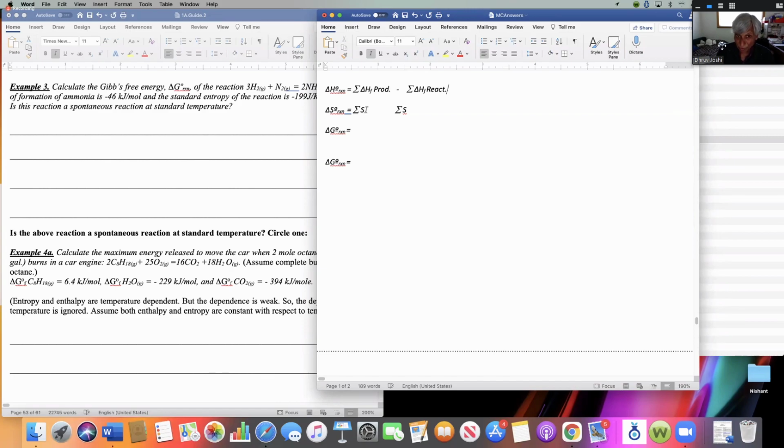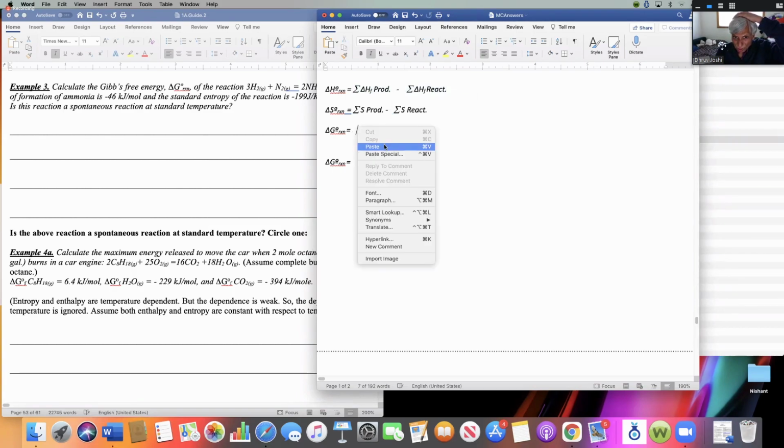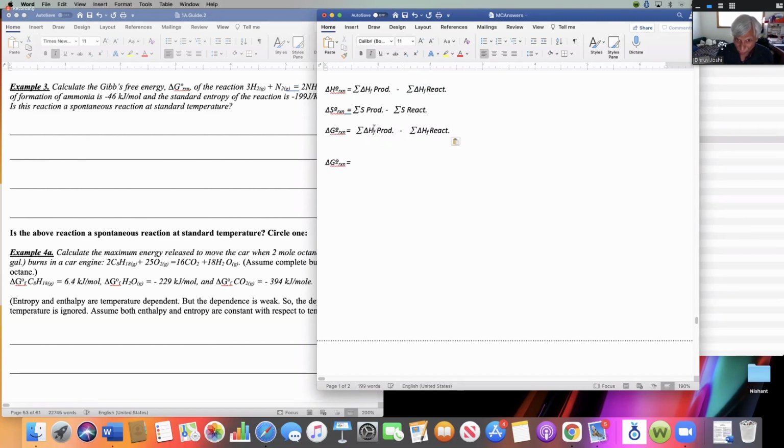Sum of the absolute entropy of products minus sum of the absolute entropy of reactants, not delta, absolute, and also no formation, just absolute reactants. And the third one here is very similar to this. We can just take this and put it over here for delta G. Instead of delta H, we write down delta G.